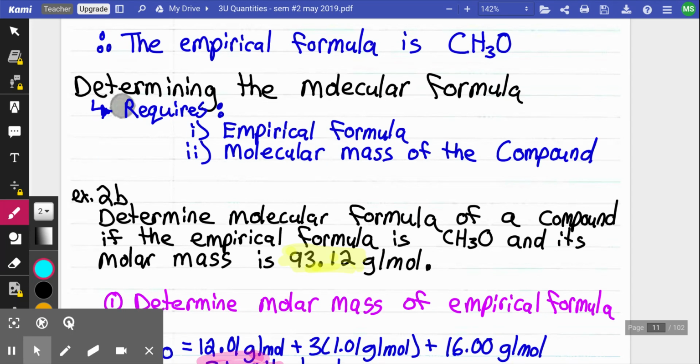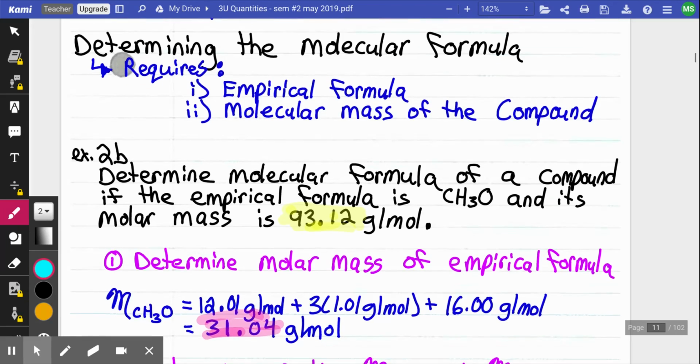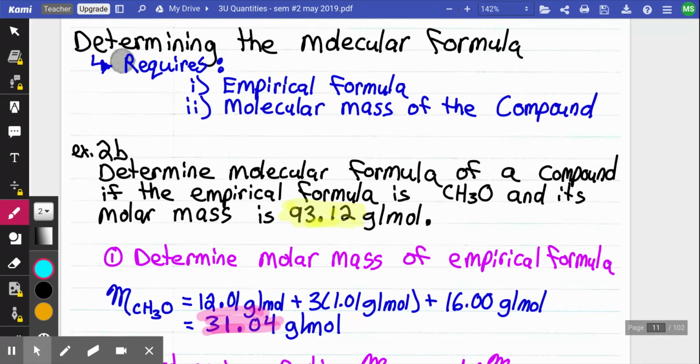The first step we want to do is determine the molar mass of the empirical formula. So I'm going to use my periodic table, and I'm going to go 1 molar mass of 1 atom of carbon plus 3 times the molar mass of hydrogen plus the molar mass of 1 atom of oxygen. And I want you to note that I've included my units after all of my values from the periodic table. I do the math. My molar mass is 31.04 grams per mole.